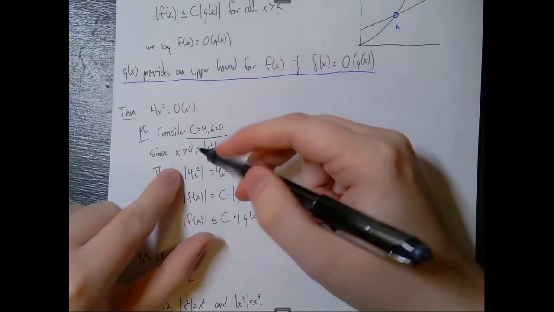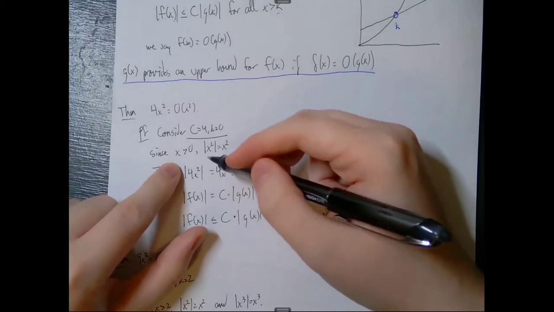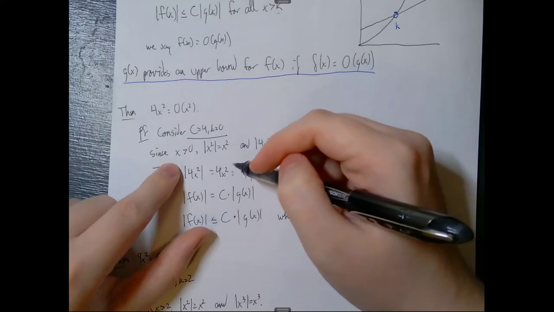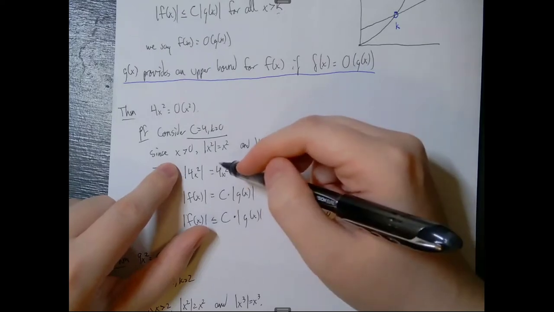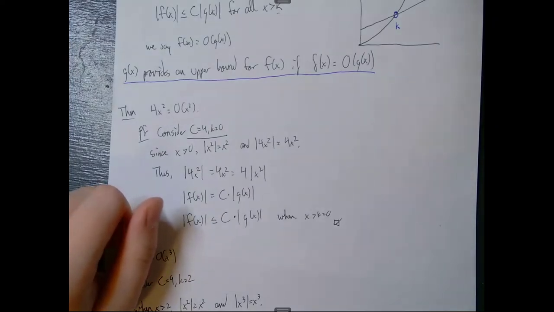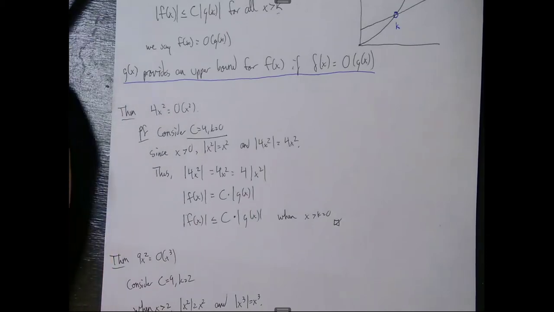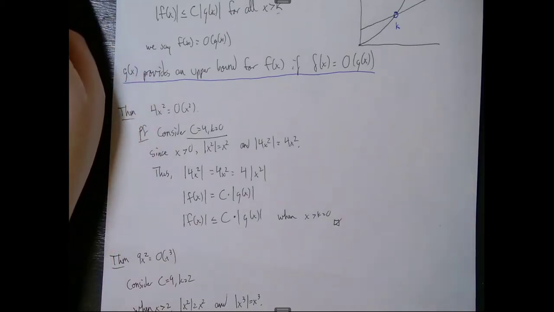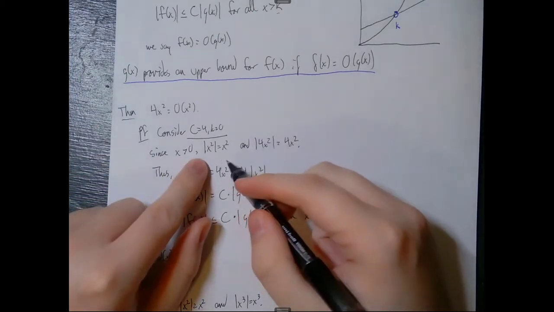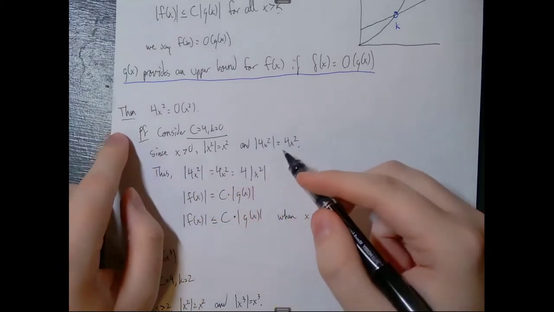Since we're only worrying about x greater than k, we know that x is greater than 0, which means that the absolute value of x squared will just equal x squared. Actually, the absolute value of x squared will always be x squared, I suppose. But we don't have to worry about any funky stuff with negatives or anything like that. Basically, we know that the absolute value of x squared is equal to x squared, and the absolute value of 4x squared is equal to 4x squared.